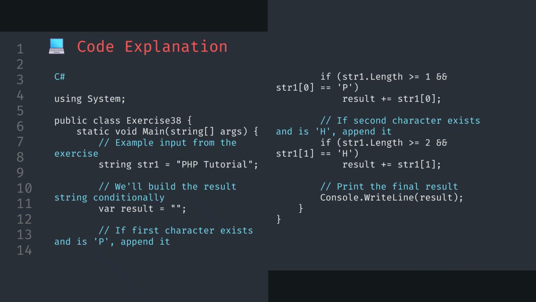Here's the code from the exercise. We start with a sample string 1. The result string is initially empty. First, we ensure that we don't index out of range and that the first character matches. If true, we append string 1 at index 0. Then we do the same pattern for the second character.